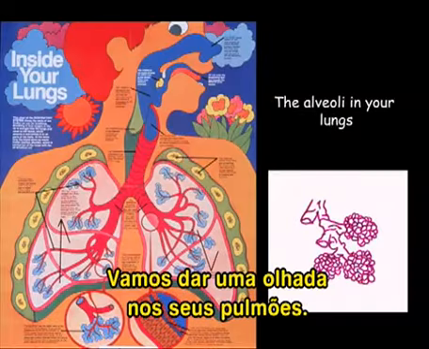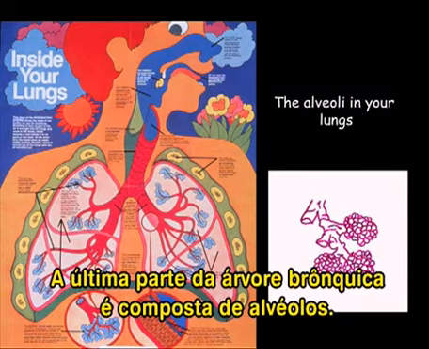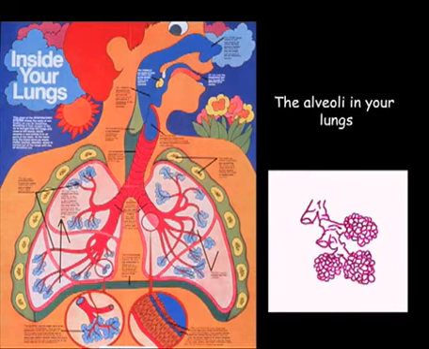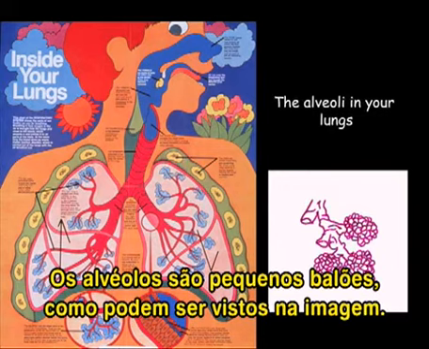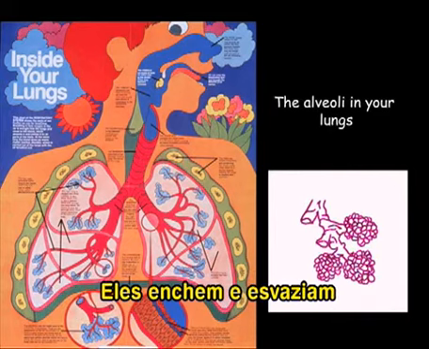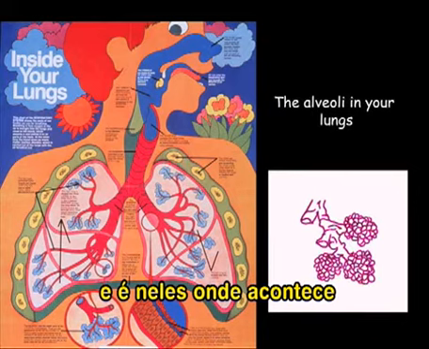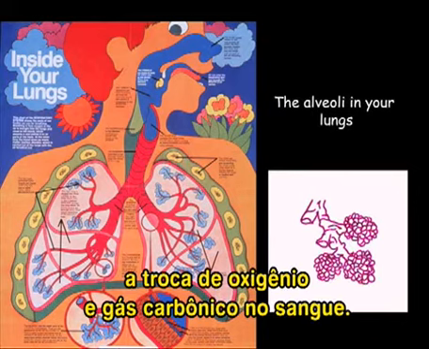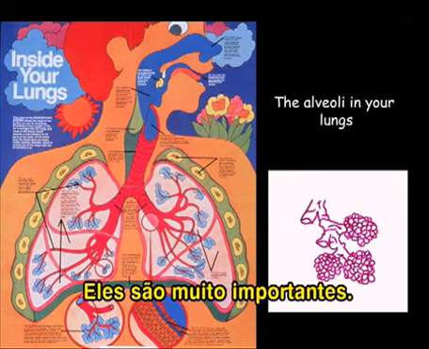Let's give a look here at your lungs. The last part of the respiratory tree is composed by alveoli. The alveoli, here you can see a bigger image, they are like little balloons. They inflate and deflate, and they are the main place where the exchange of oxygen and CO2 in the blood takes place. So they're really important.